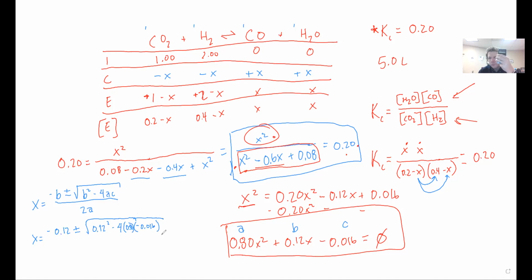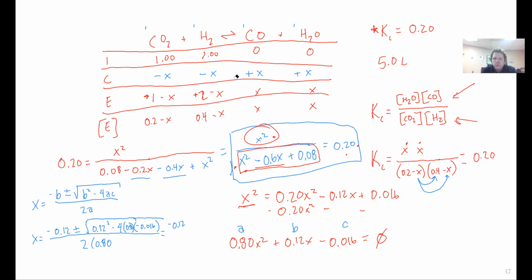Now, I use a very simple calculator, so I'm going to be very deliberate with all of these steps. This is all over 2a, which is 2 times 0.80. All right, now that I have all that set up, what I'm going to do is I'm going to say this is equal to negative 0.12. I'll erase some of this stuff over here to give myself a little bit more space. And let's see, I can select.